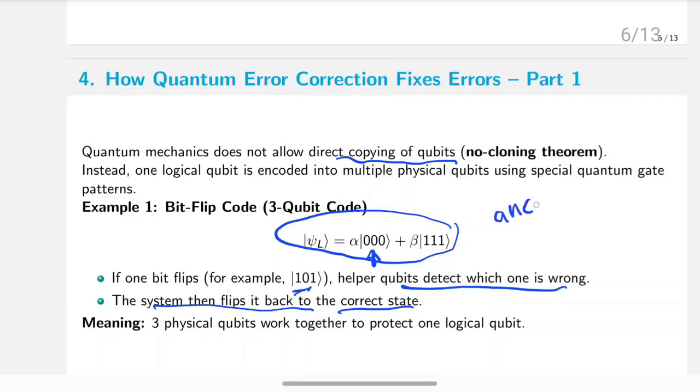We call the helper qubit an ancilla, and I will explain what an ancilla is. And the error we call a syndrome. In the next slide I have mentioned ancilla and syndrome. This you need to remember. These terms are very widely used in quantum, that you need to remember.